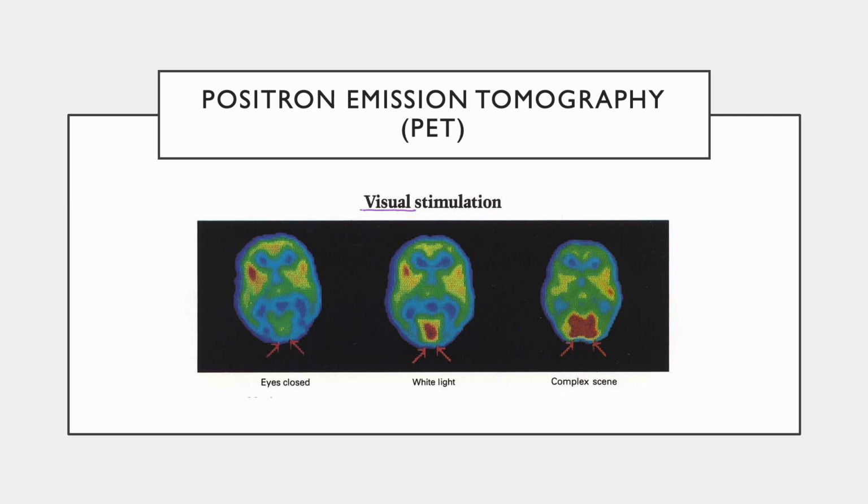Another test that's used by neurologists is called positron emission tomography. This is also known as a PET scan. You may have heard of this before, but it's a type of nuclear scan. It can actually measure metabolic activity of neurons and other types of brain cells. And PET is usually a combination of both nuclear medicine and biochemical analysis.